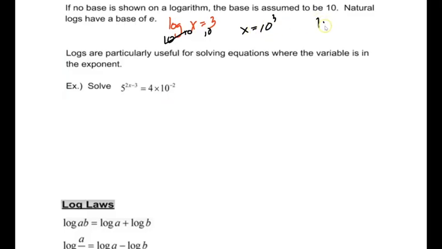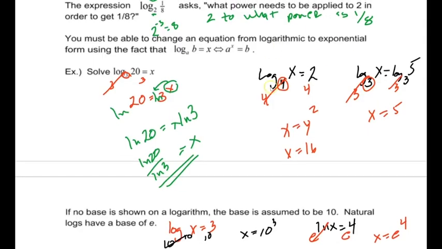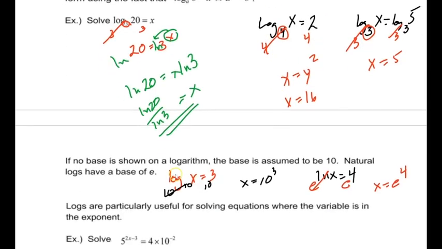Natural log, if you say ln x, that's a base of e. The way you get rid of it is the exact same idea. You take the e to both sides because that's the base of natural log. These cancel and you get x equals e to the fourth. That's how you solve logs. You want to solve a log problem, you take the base of both sides. If they don't show you a base, it's base 10. If you see a natural log, it's base e. You take the e to both sides.